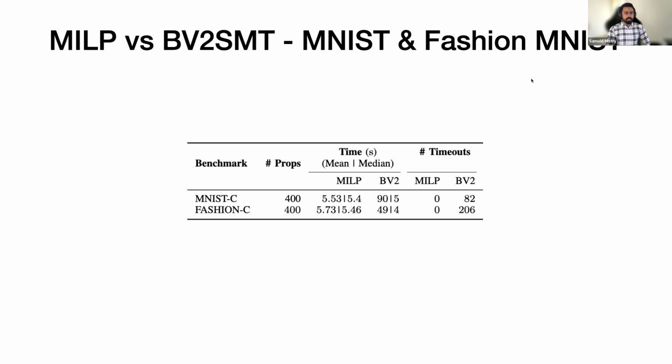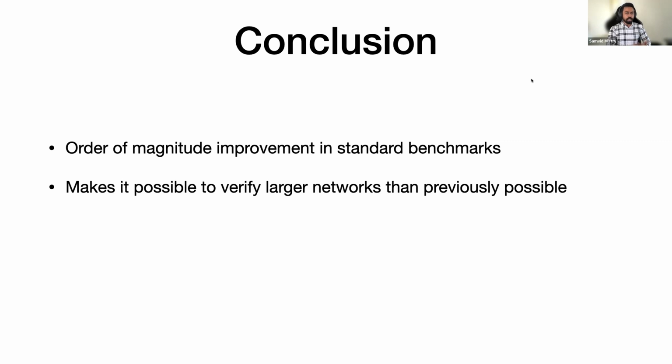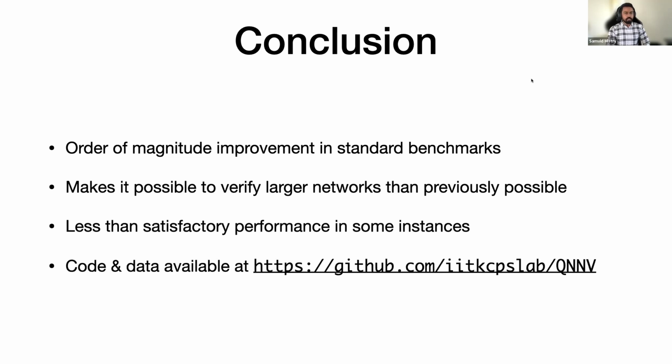Looking at BB2SMT, for MNIST-C, we performed 15 times faster on average, and for Twin Stream-C, we performed 8.5 times faster. And you can see that the gap between mean and median is very small, which means that the MILP solver is performing fast consistently and not just on some instances. To conclude, we saw an order of magnitude improvement in multiple standard benchmarks, and this makes it possible to verify larger networks in practice than previously possible. However, the performance can be less than satisfactory in some instances, and the code and data used for all these experiments is available at the following link.